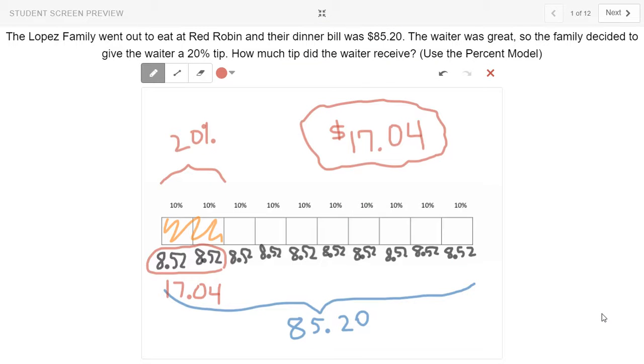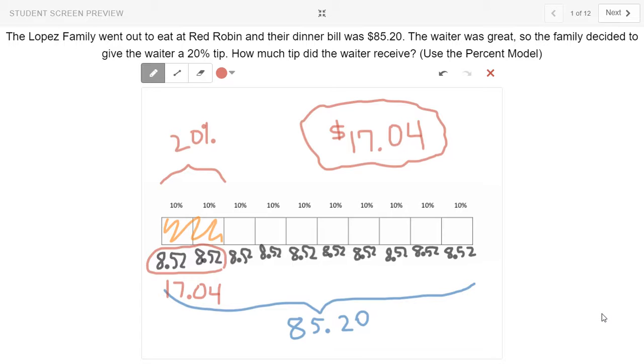This is the answer key to the February 16th accelerated classwork on Module 8. The Lopez family went out to eat at Red Robin and their dinner bill was $85.20. The waiter was great, so the family decided to give the waiter a 20% tip. How much tip did the waiter receive?